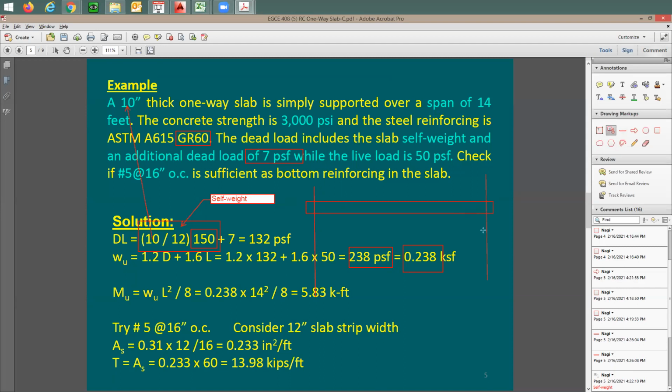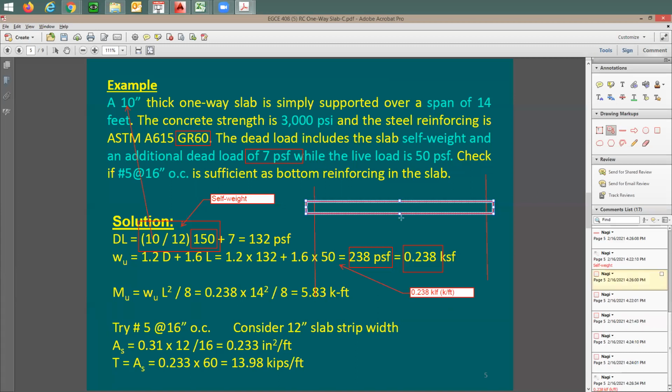And W ultimate, I can put it as the same as 0.238, right? Say here, kip per linear foot, KLF, which means kip per foot. Are you guys with me? How did I do this? I've just taken this W ultimate in kip per square foot, multiplied by 1. Why 1? Because the width of this strip is going to be 1 foot.